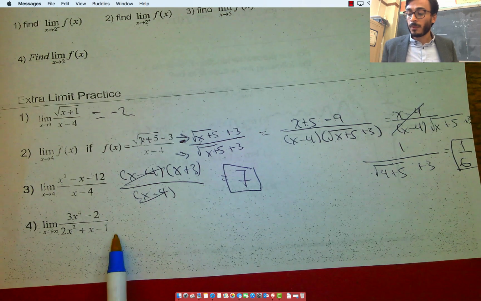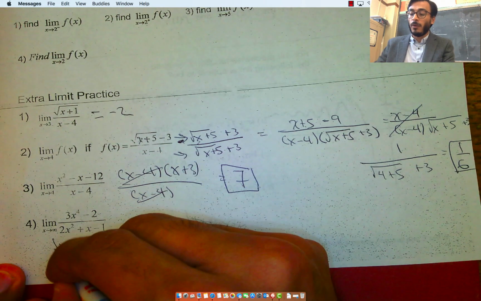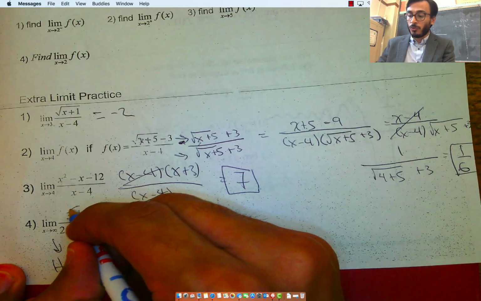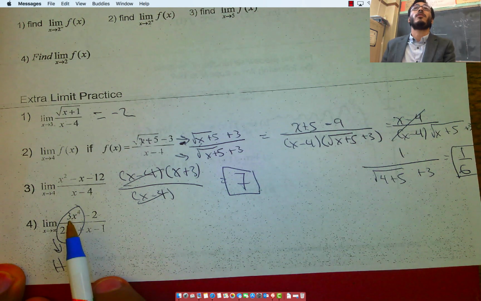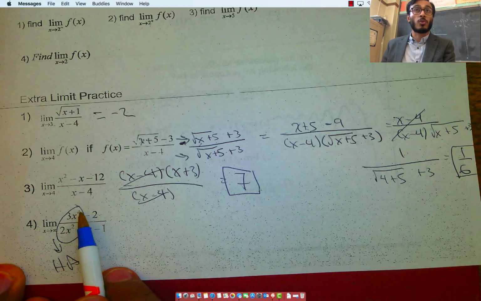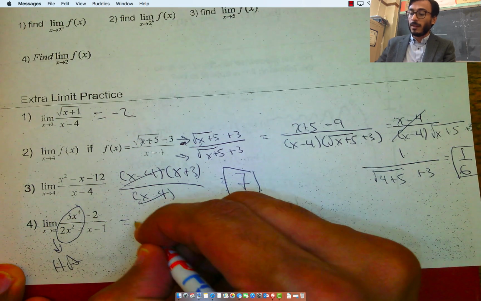Last one, this is saying the limit as x approaches infinity, so this is asking for a horizontal asymptote, so use those rules. So you could see here that the degree of the numerator is greater than the degree in the denominator, so we get does not exist.